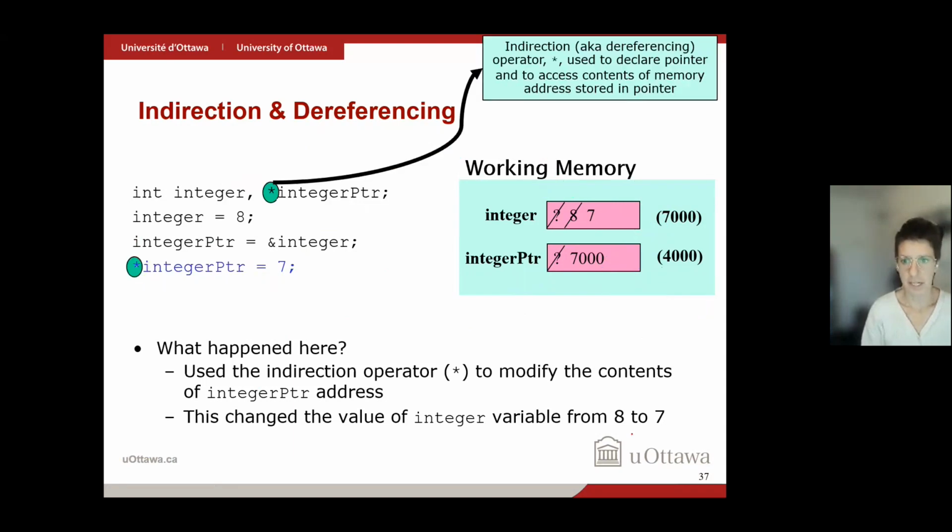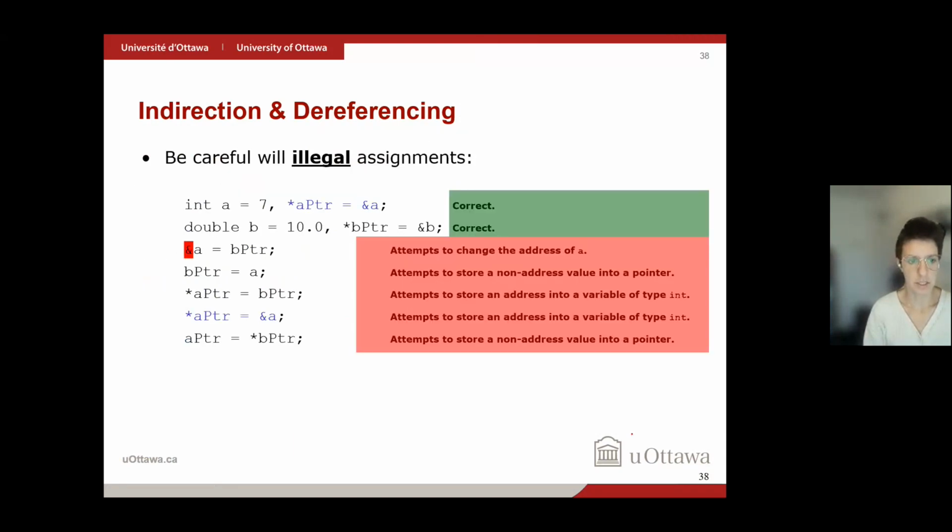Okay. And again, we've covered all of this already, so this should just be a review for everyone. Here's just some quick notes. Again, remember, indirection or dereferencing is the term we use for when we're using our star operator here.